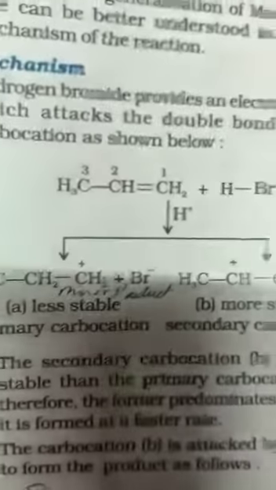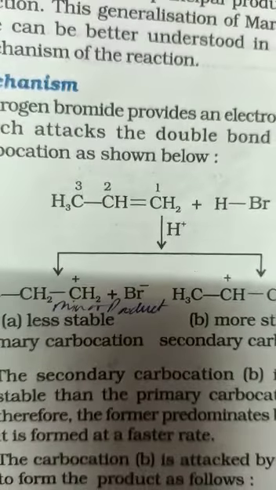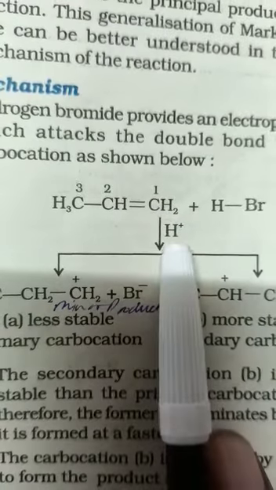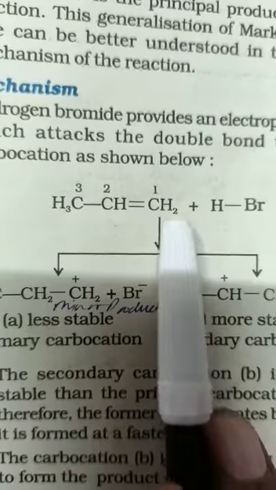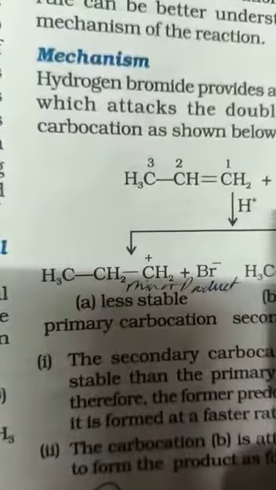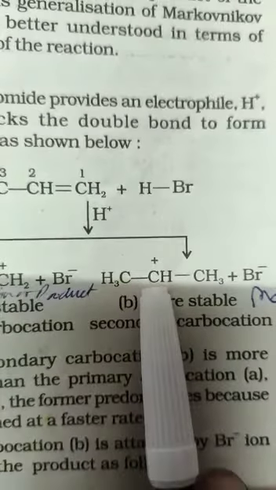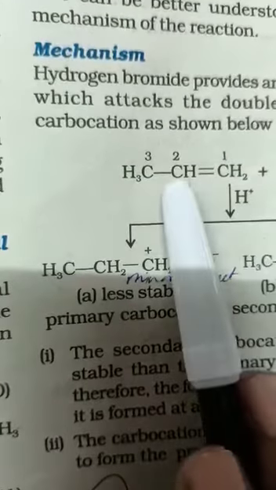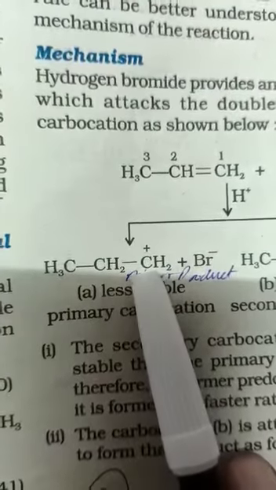The mechanism of addition of hydrogen bromide or hydrogen halide is explained on the basis of electrophilic addition. The electrophile of HBr is H positive. In the first step, the electrophile is added to either this carbon or this carbon. When the electrophile is added on this carbon, we get a secondary carbocation, and if the hydrogen ion is added on this carbon, we get a primary carbocation.